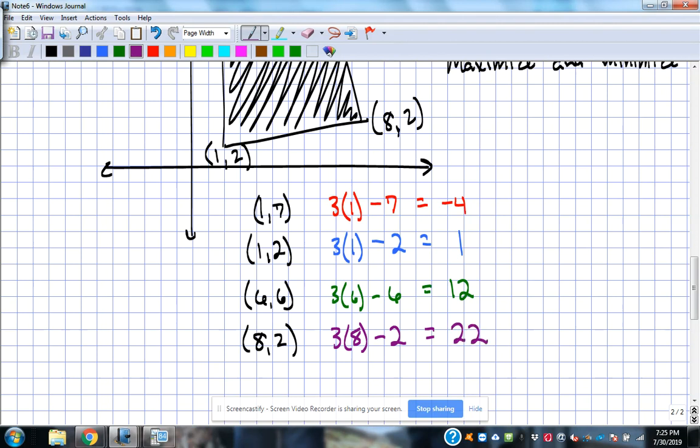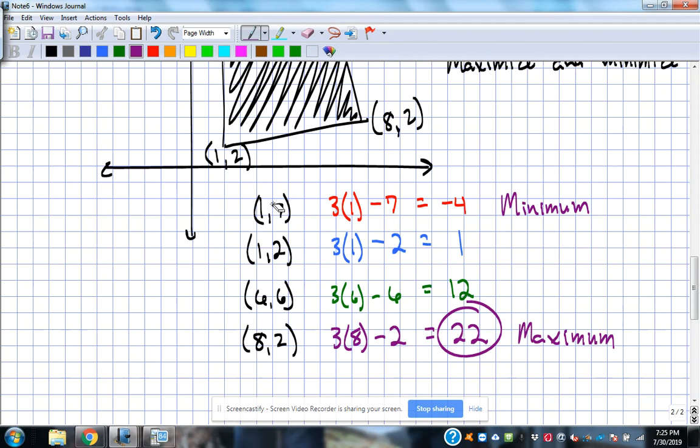When I look at that, the maximum is right there. The maximum value is 22. The maximum location is at 8, 2. The minimum would be at -4. The minimum value is -4. That location is 1, 7.